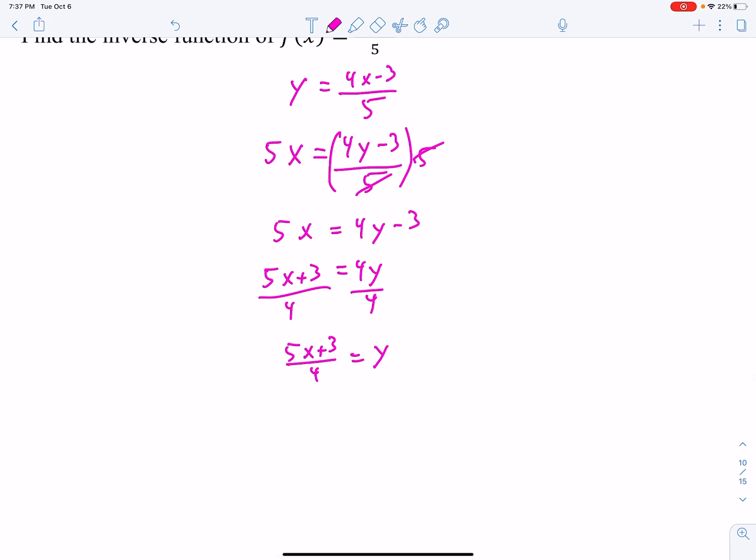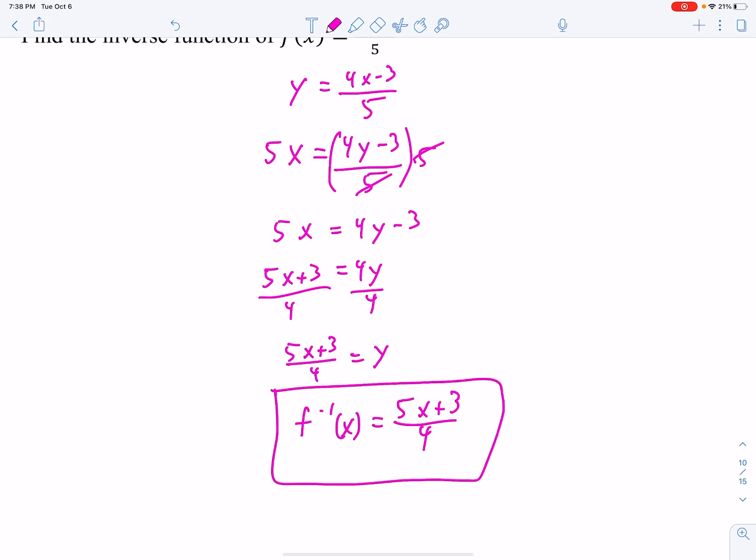Now the final step, and this is very, very important. It's not really y anymore, okay? It's kind of a fake y, right? So what we have to do is use proper notation. In other words, we're saying the inverse of the function, right? So that little negative 1 right there is not an exponent. It means the inverse of the function is (5x plus 3) over 4. Okay, and that's the proper way to write these out. All right.